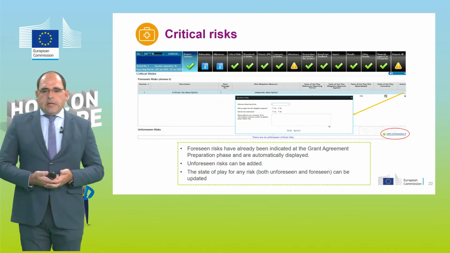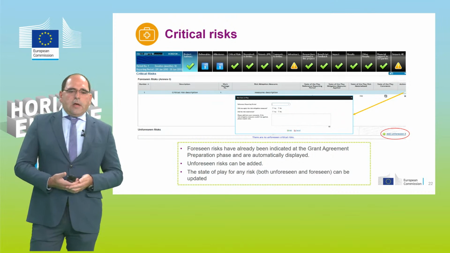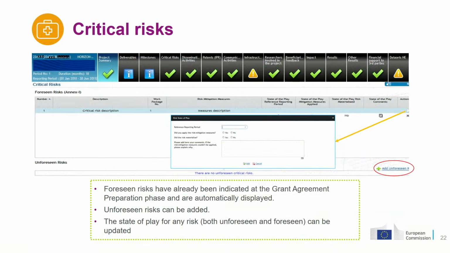The critical risk section is also something that you defined during the grant agreement preparation, and now you need to update on the status. So you need to explain if the risk has materialized, if you have applied some kind of contingency measures, and then you also need to provide some comments. In case you have some kind of unanticipated critical risk, you can always add an unforeseen risk. For example, the COVID situation was not foreseen for most of the projects, so you can add an extra risk that there could be a delay or something similar. I'm just giving you an example.